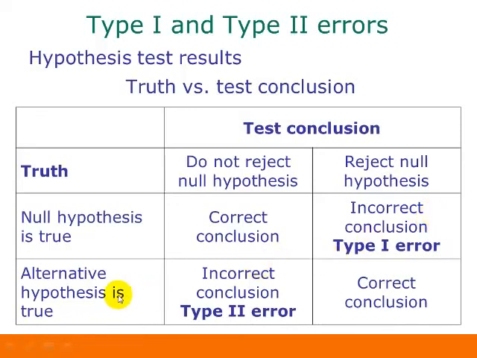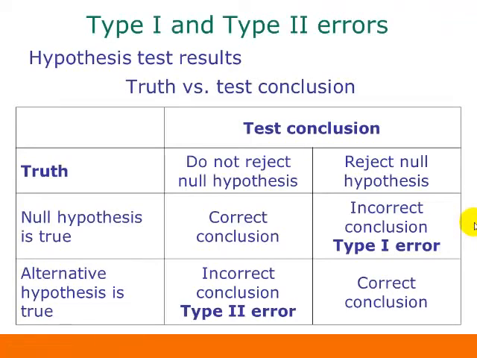Now, if our alternative hypothesis is actually true, then if we have the conclusion that we don't reject the null hypothesis, that's an incorrect conclusion, and that's called a type 2 error. This error is not considered nearly as serious as a type 1 error. Finally, if our alternative hypothesis is true, and our conclusion is to reject the null hypothesis, then we have come to the correct conclusion.